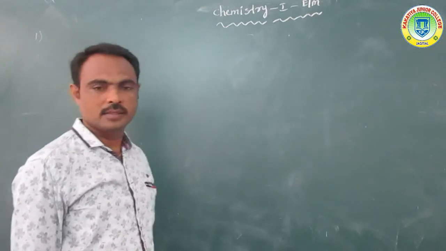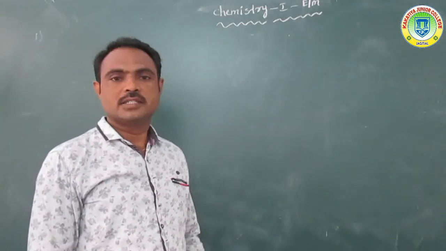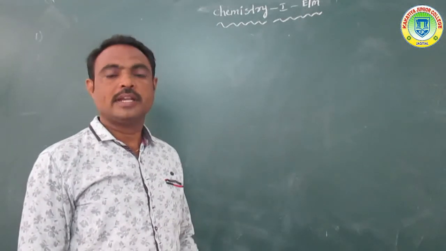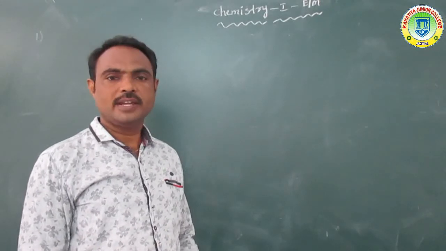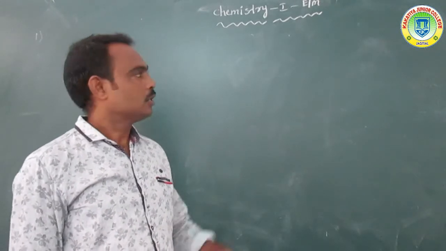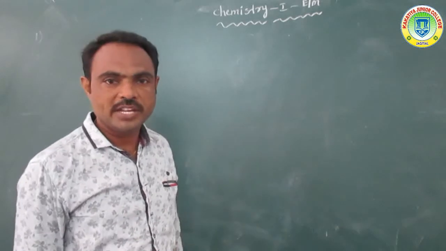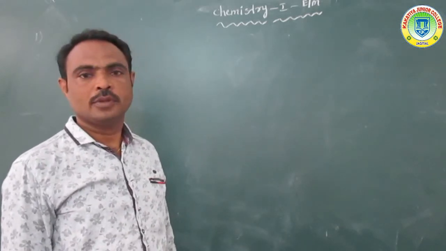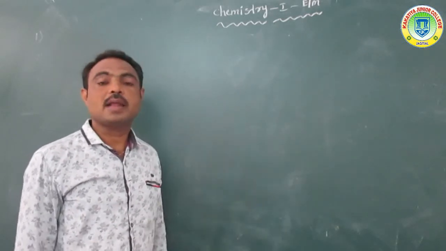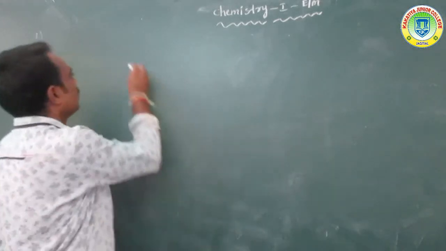Good morning students. Last class we discussed diamond, graphite and C60. C60 means Buckminsterfullerene. Okay, so today's topic is carbon oxides.